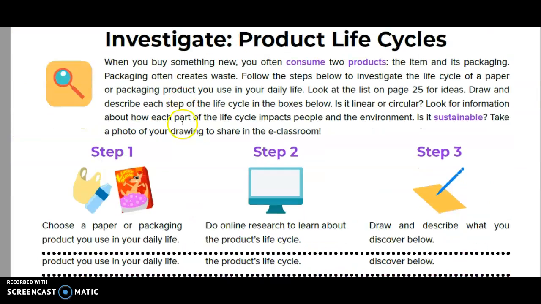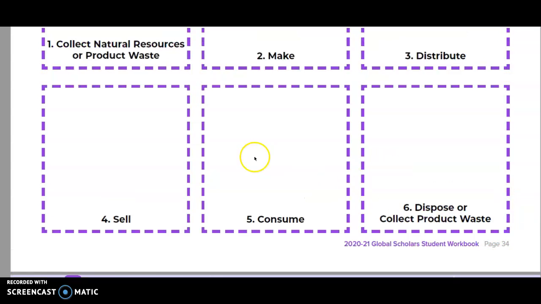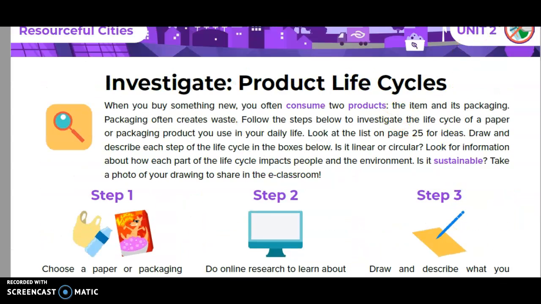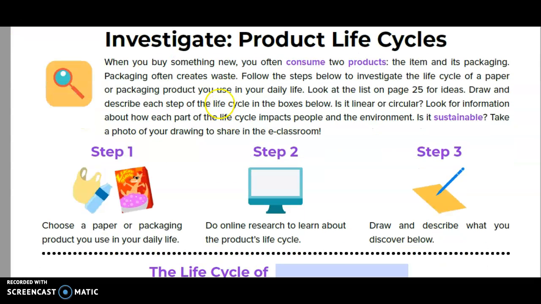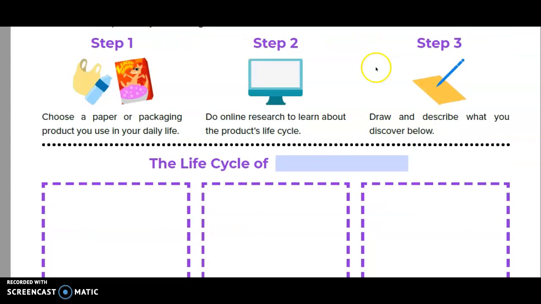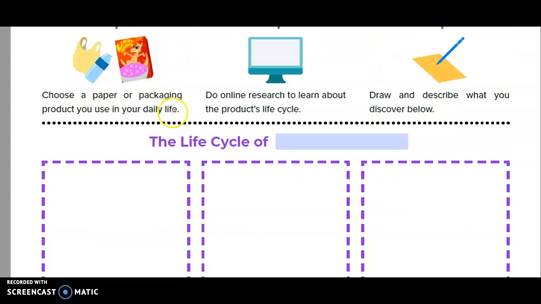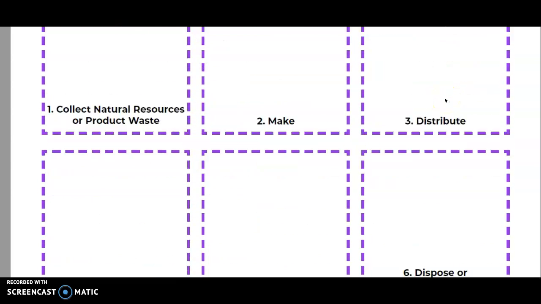Now the idea here, yes, on page 34 of your Unit 2 workbook, yes, is that you investigate about any product that you like. For example, choose a paper or a packaging product you use in your daily life. Yes, the step 2 is to investigate, do online research. What is that product? How is that product made? Or what materials are used for making that product, right? In step 3, you draw and describe what you discover, yes?